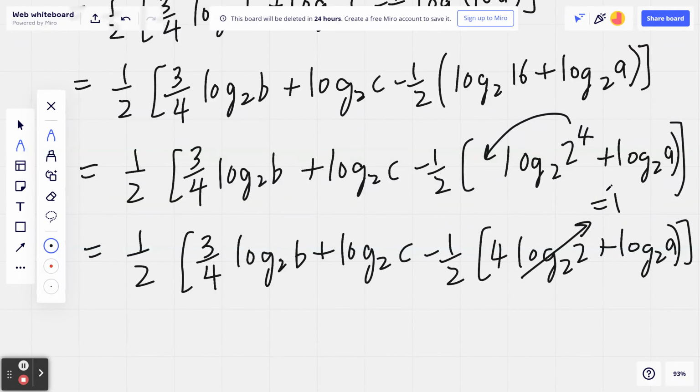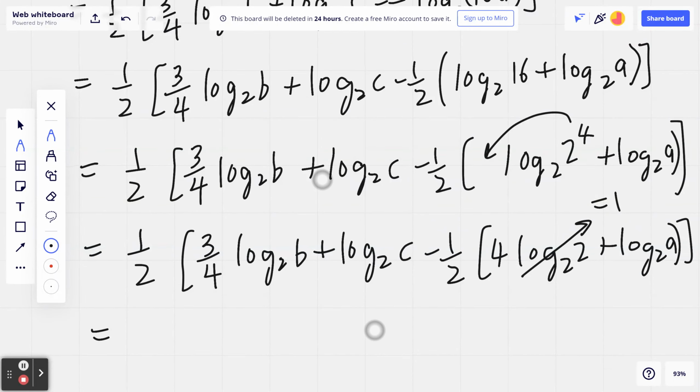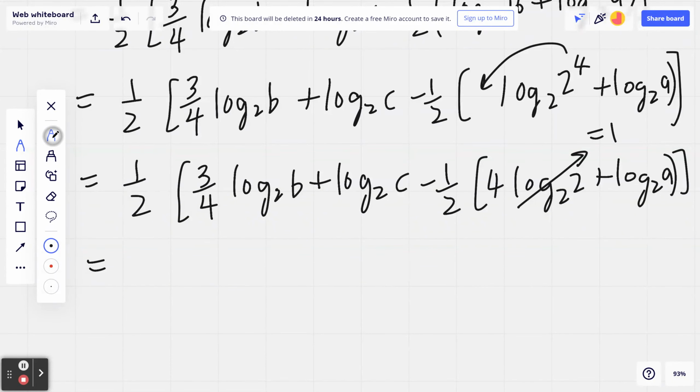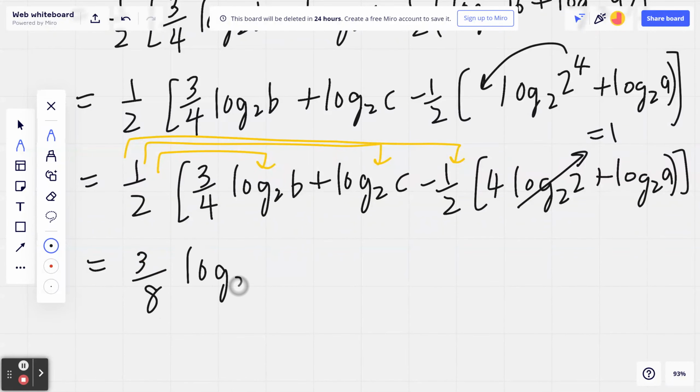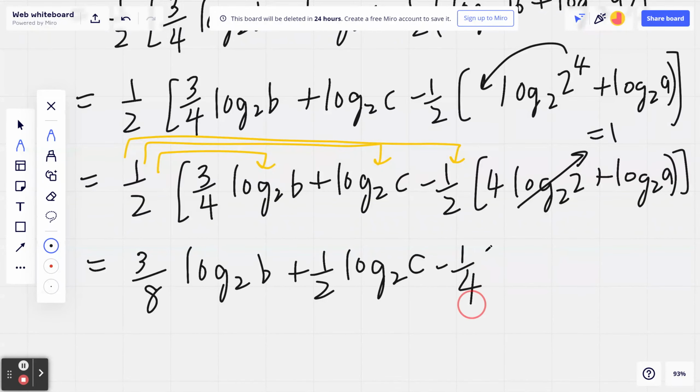And now when I expand everything, this is going to be half times, and I should put the arrows here for you. Let me switch colors. Again, always use the arrows. Feel free to use them. They're there to support you, right? So I go back to the same color. Half times 3 divided by 4 is going to be 3 divided by 8, log of base 2 of b, plus half times log of base 2 of c. When I take half times half, that's going to be 1 divided by 4. I'm going to keep the bracket here for now. 4 plus log of base 2 of a.